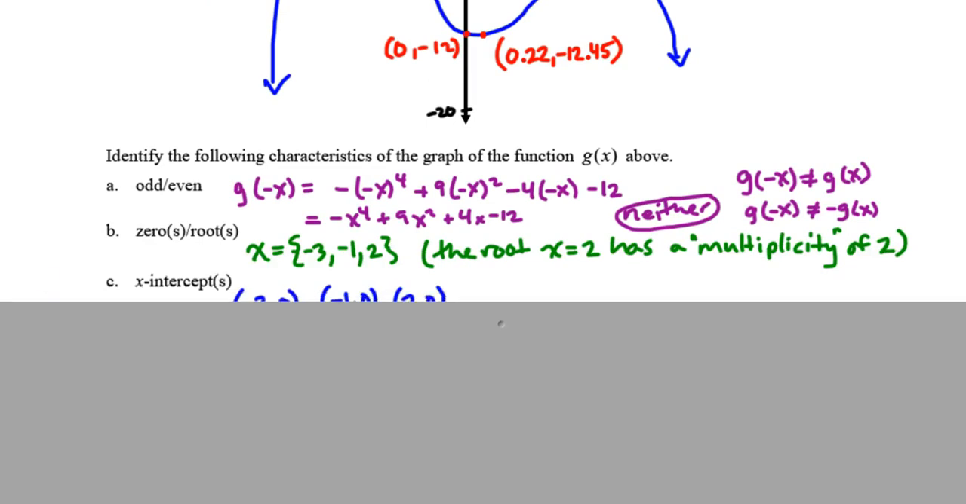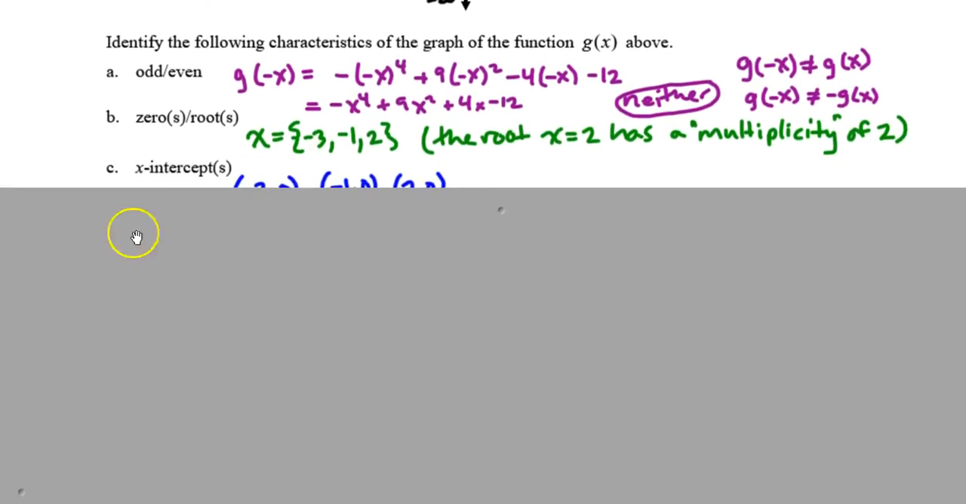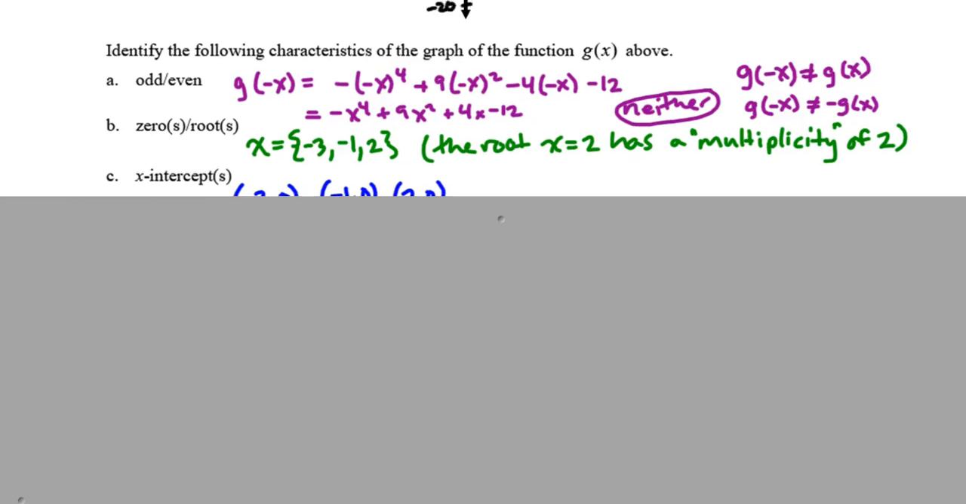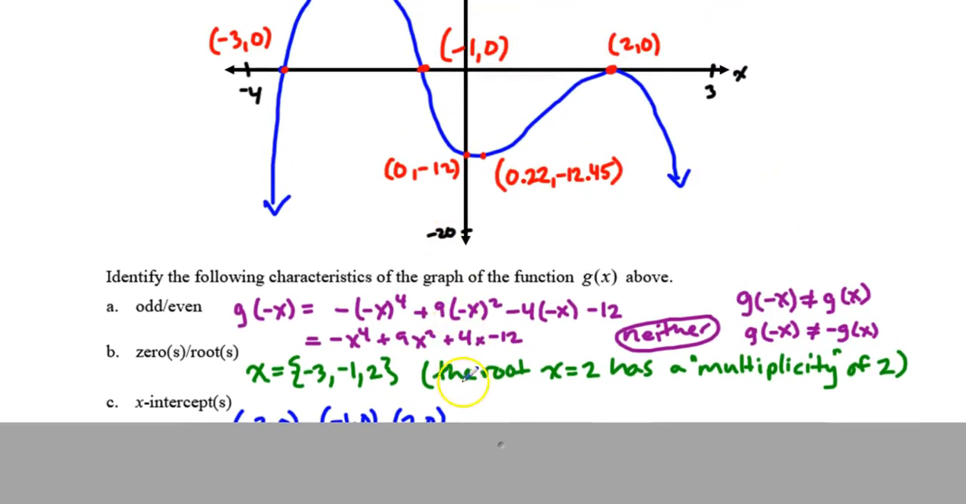Zeros and roots. Your roots are those x values. And I'd like you to write this down. You might not have known this, but the root of 2, see how it comes up and just touches that axis? That's a multiplicity of 2. That means it's kind of like a parabola that just comes down and touches it. We said it had one root. It might be something like x minus 4 squared. That might be that graph.